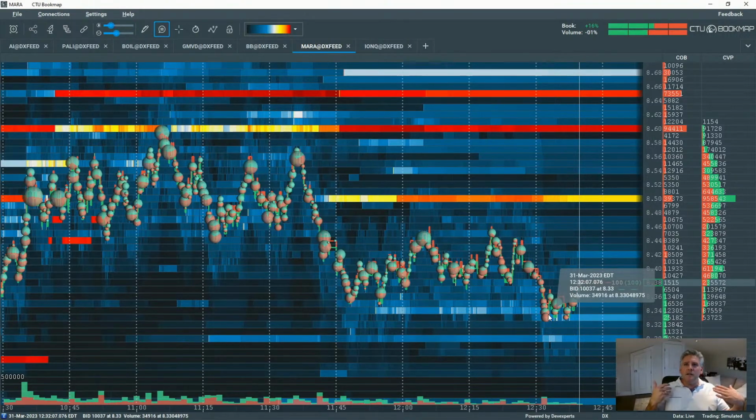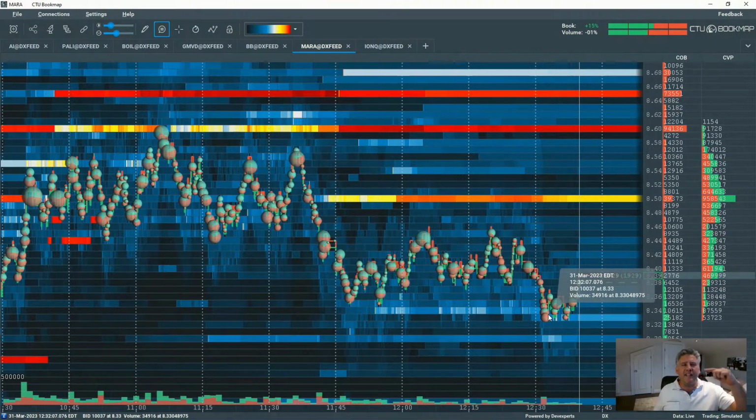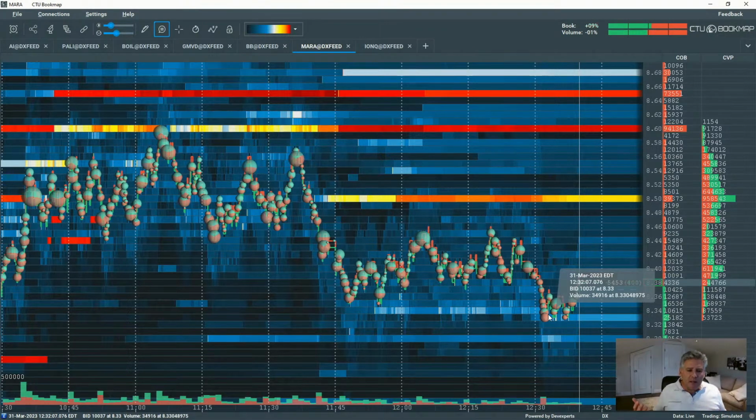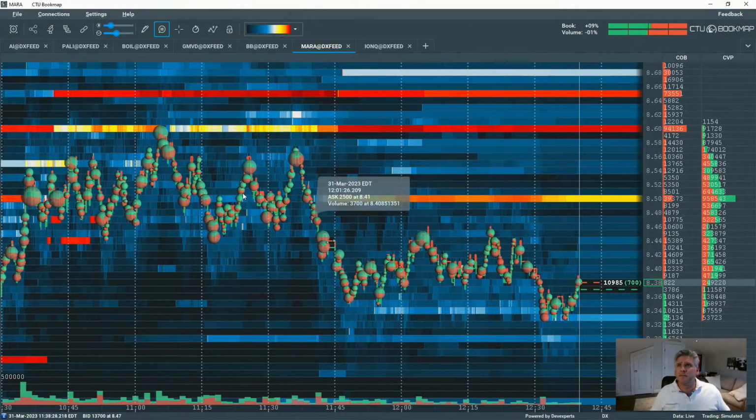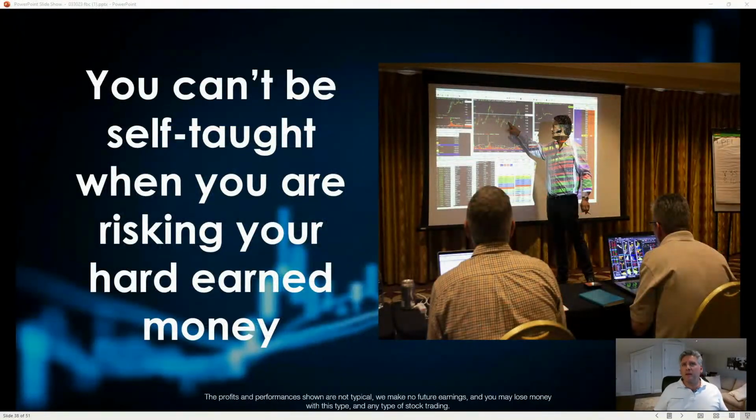I mean, does that seem hard? Think about it. Do you think you know more than the 39,000 share seller, the 94,000 share seller, the 73,000 share seller? By the way, this is live market conditions. So you have to understand, fellow traders, you can't be self-taught. When you're out there, you're risking your own money.